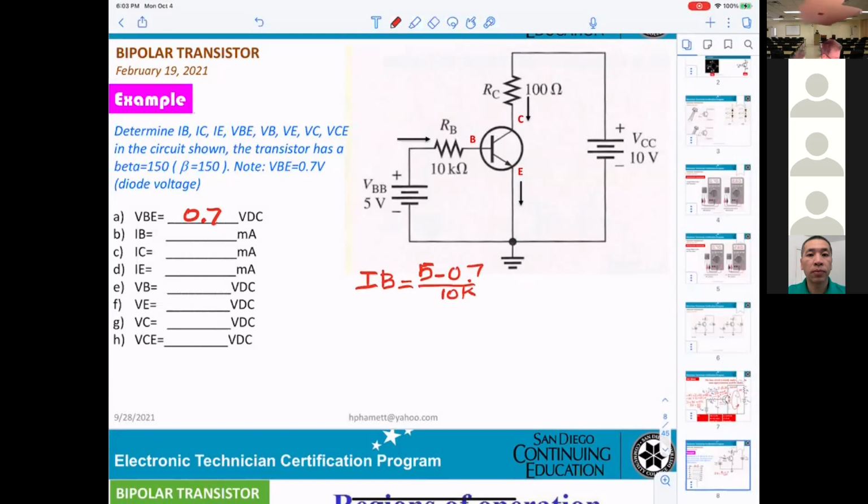And you get 4.3 times 10 to the power minus 4. That means you get 0.43 milliamp.